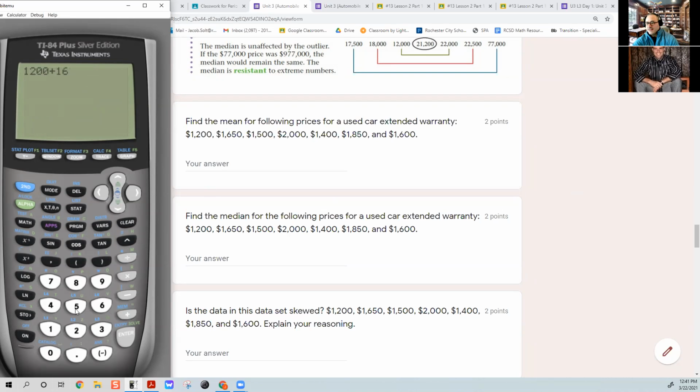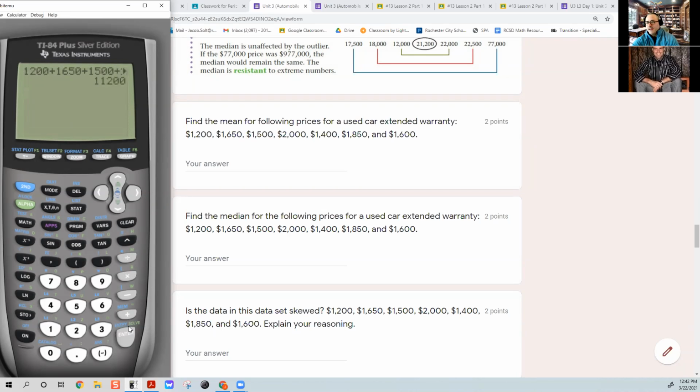There's my 1,650. There's my 1,500. There's my 2,000. Just adding these numbers up. I want to find the sum of all my numbers. And after I find the sum, I'm going to divide by how many numbers I have in my data set. So first step, find the sum.